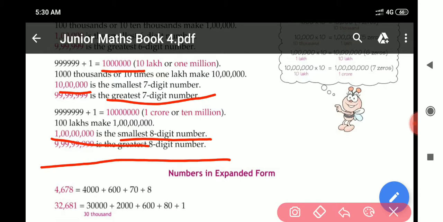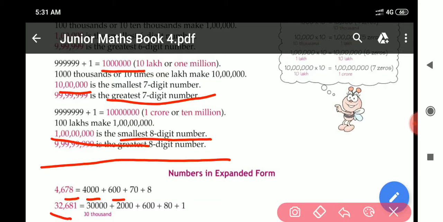Now how to expand these large numbers? How to do the expansion? We take the digit and count the number of digits present after that particular digit. We write down that many zeros. Now look here. 4,678. After 4, how many digits are there? 3. So we write down 3 zeros here. 600. After 6, how many digits? 2. So we write down 2 zeros here. Like this, in larger numbers, we do the expanded form.